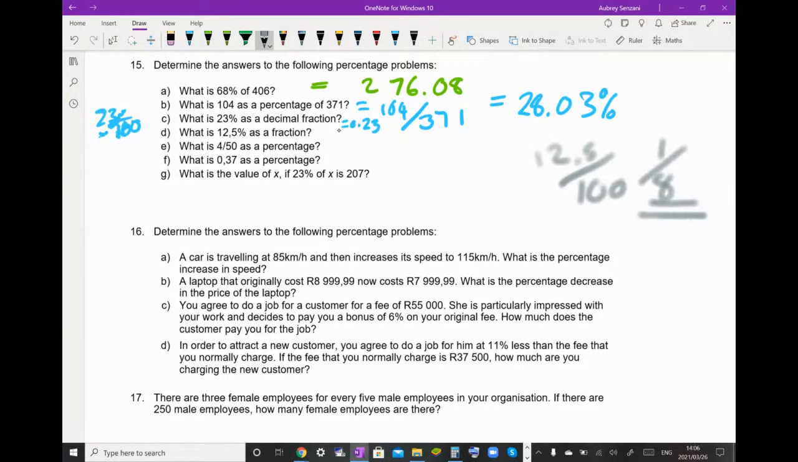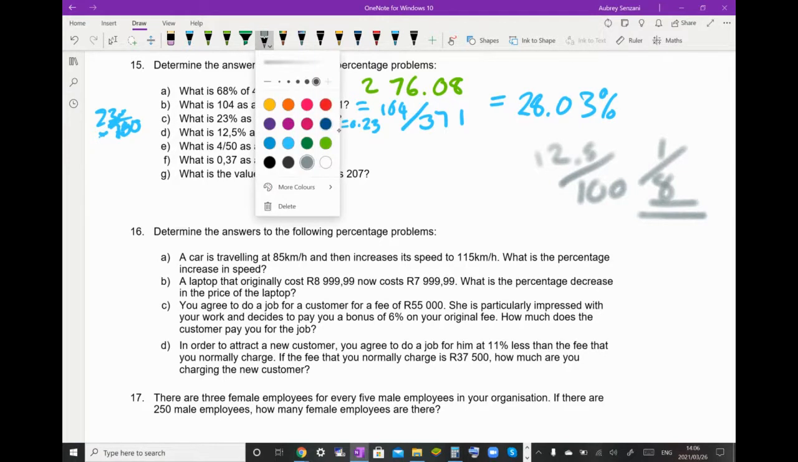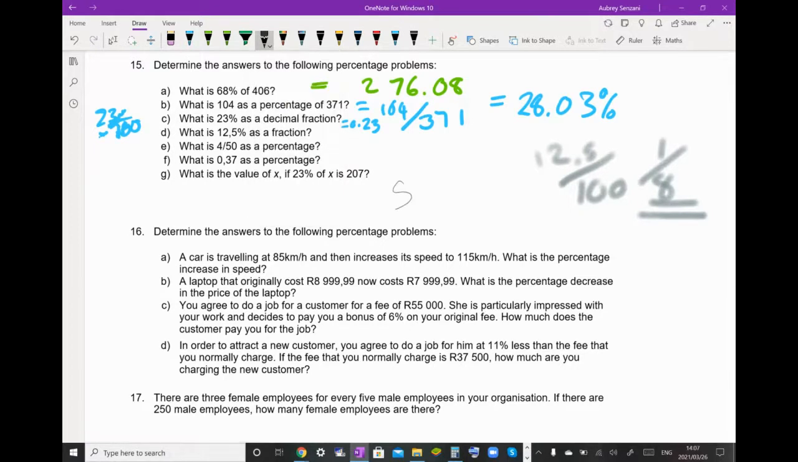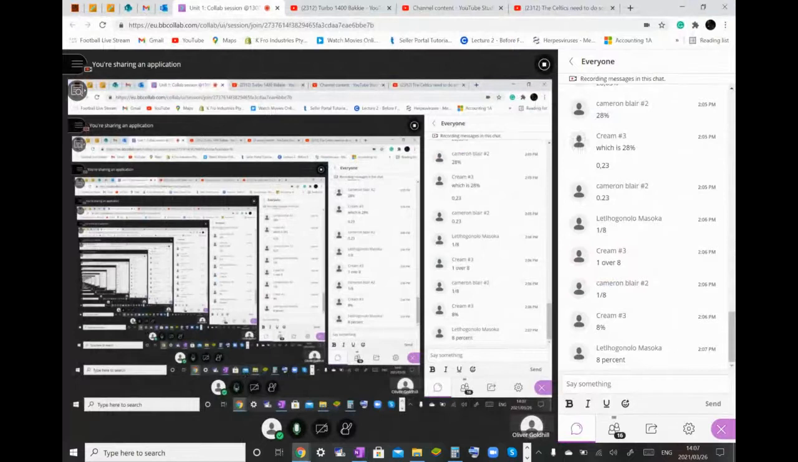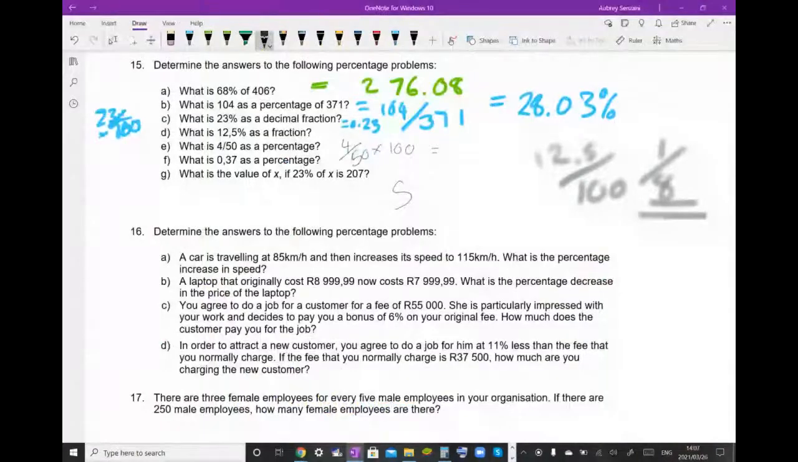Okay, then 4 over 50 as a percentage. We are then saying 4 divided by 50 times 100. That's how we get it into a percentage. And that is 8%. Yes, right, because here we cancel that, and we say 50 into 100, we get 2. 2 times 4, we get 8%.